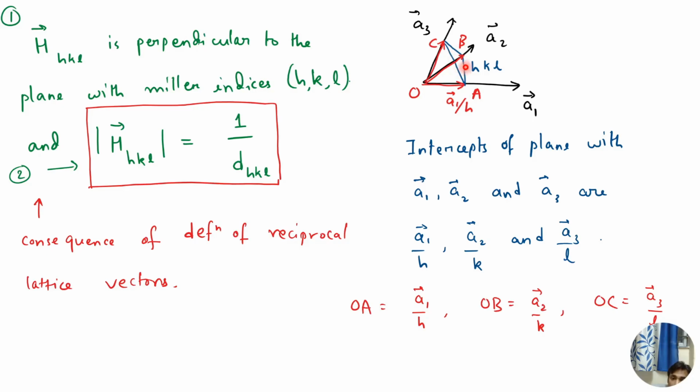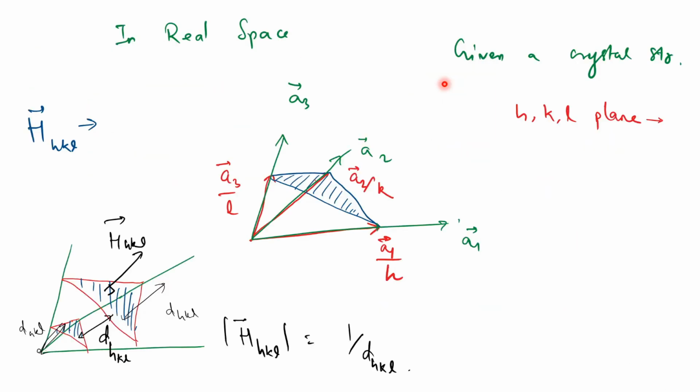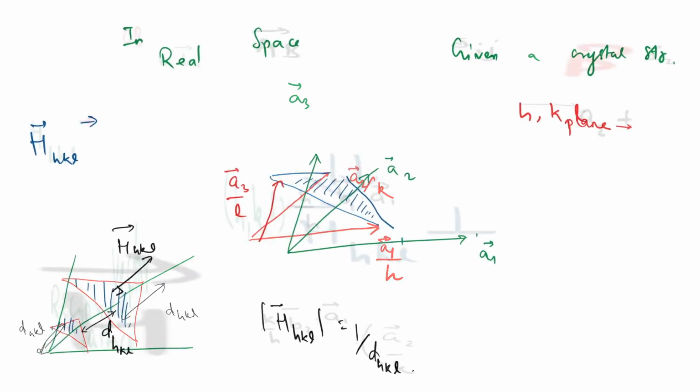The second point is, if you take the projection of OA along the unit vector which is perpendicular to ABC, then you will get the interplanar spacing. So this distance from here to this plane is the same as from here to this plane, and there would be a plane here and a plane here, at equidistance. Got it, sir.